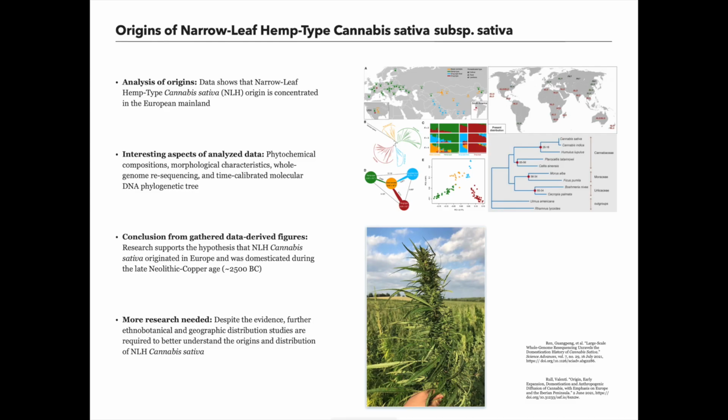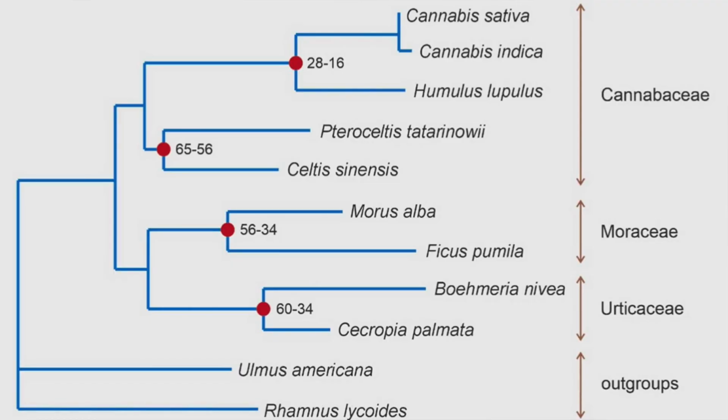Phytochemical compositions provide insights into the chemical makeup of the plant, while morphological characteristics can help us to understand the plant's physical structure. Whole genome resequencing offers an updated, comprehensive view of the plant's genetic material, and a time-calibrated molecular DNA phylogenetic tree allows us to track the evolutionary history of this plant within its family to the origins on the European continent.